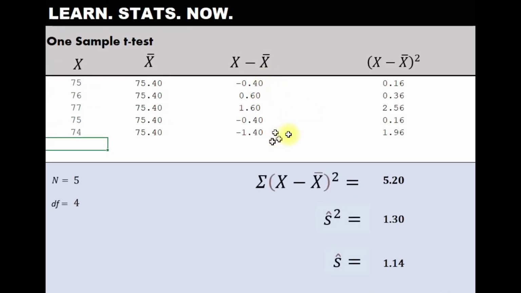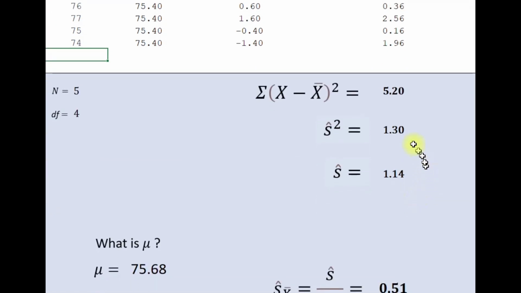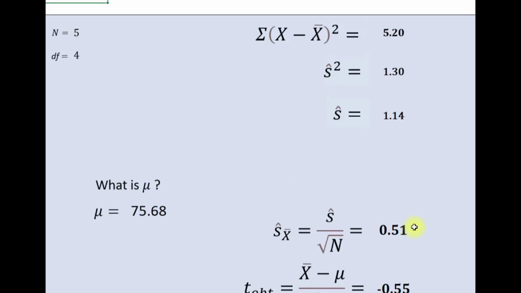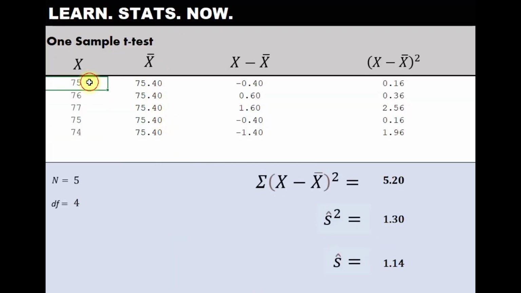That of course affects all these discrepancy scores, the sums of squares. And as we get down here now to the estimated standard deviation, it's shrunk all the way to 1.14. Okay, so now when we calculate the estimated standard error of the mean, look how small it got. It's down to 0.51, and our t-ratio is now negative 0.55, almost close to 0. So the other way that we can affect the size of the t-ratio is when we have less and less variability within our sample.